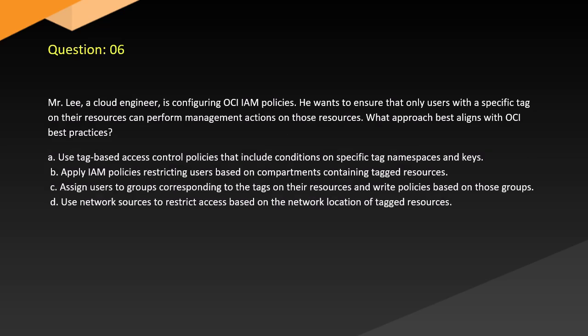Question 6. Istali, a cloud engineer, is configuring OCI IAM policies. He wants to ensure that only users with a specific tag on their resources can perform management actions on those resources. What approach best aligns with OCI best practices? A. Use tag-based access control policies that include conditions on specific tag namespaces and keys. B. Apply IAM policies restricting users based on compartments containing tagged resources. C. Assign users to groups corresponding to the tags on their resources and write policies based on those groups. D. Use network sources to restrict access based on the network location of tagged resources.